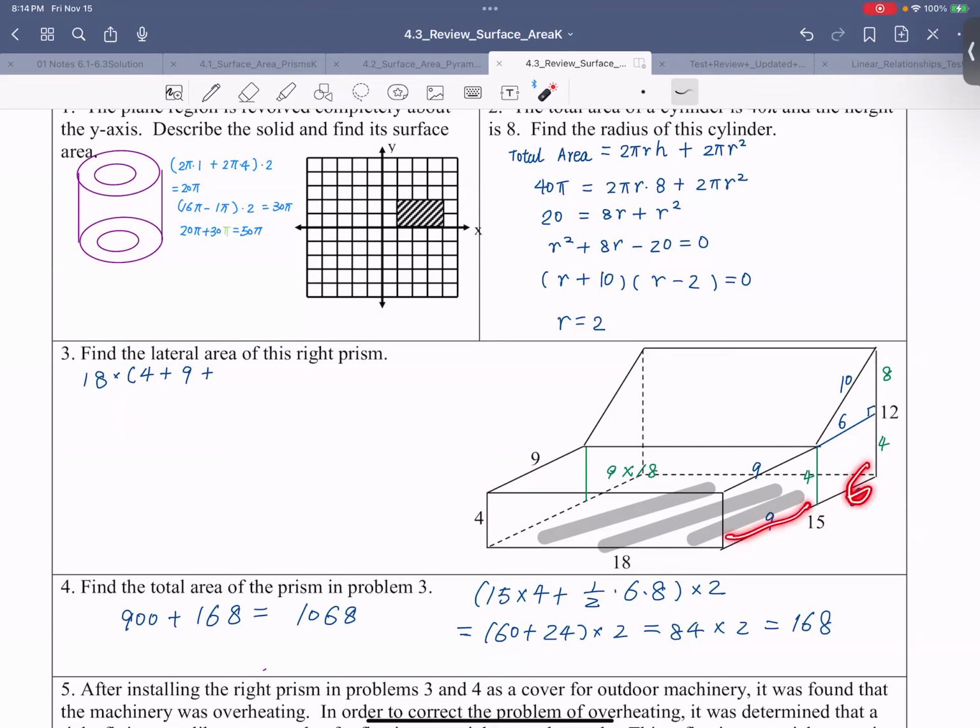So this will be 6. And this is 4. This total is 12. So that's 12 minus 4, which is 8. So here is 6. Here is 8. So this will be 10. Okay? So plus 10. Plus 12. Good. And plus 15.